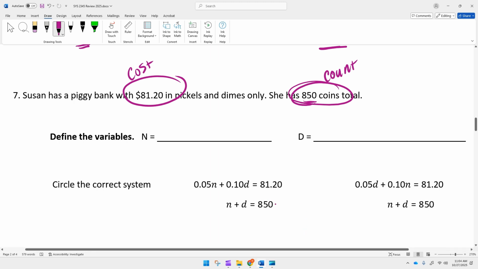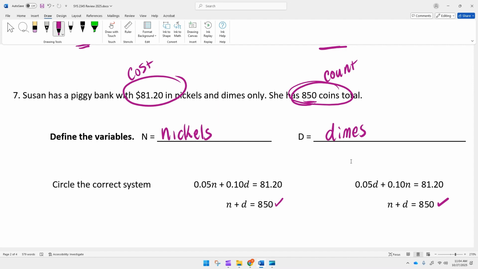If you notice, the one dealing with the total count on both of these equations is correct. N plus D equals 850. We need to define our variables. So N is representing the nickels, N for nickels, and D for dimes.